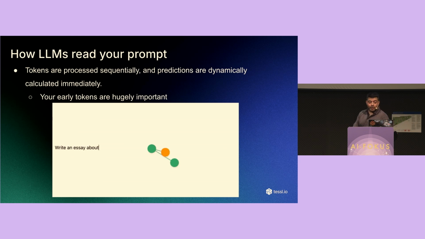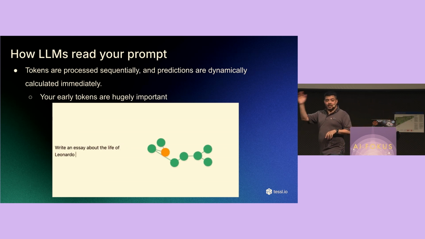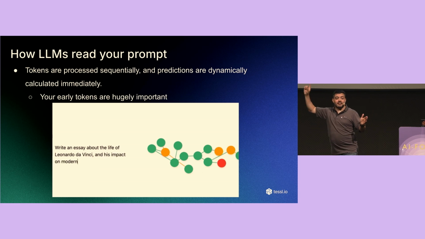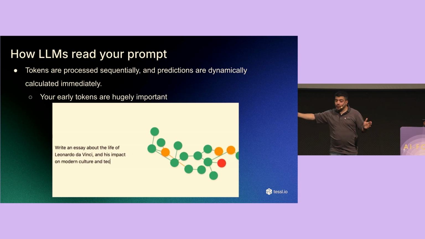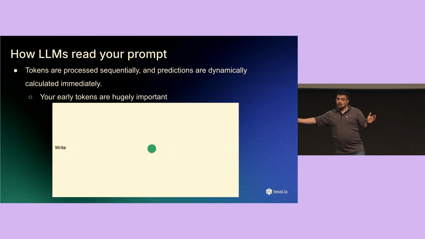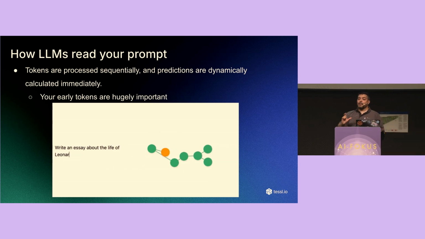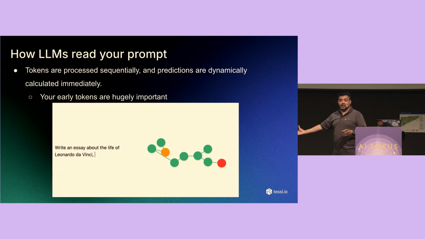How LLMs read your prompt. As I'm typing in a prompt and as I hit return, as an LLM reads through that prompt, it's already determining certain things about the answer it's going to be providing you before it gets to the end of that prompt. Okay, really important to know. What does that mean? It means that whatever you put in early is super important to the actual answer it gives you.